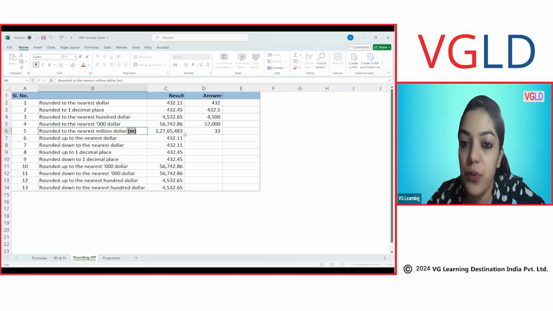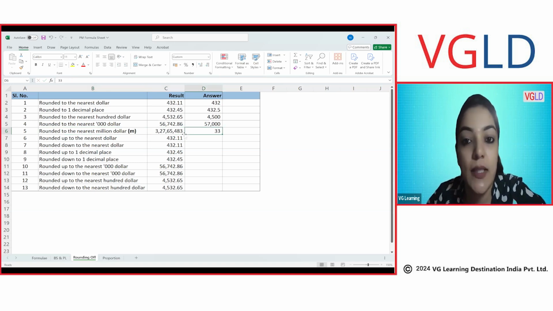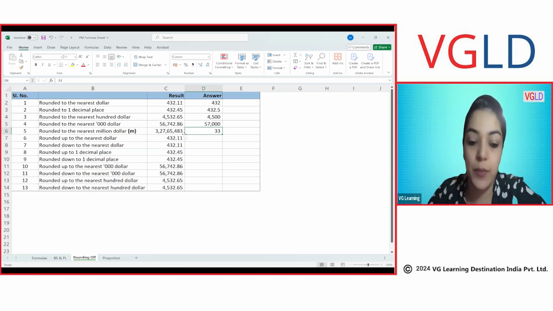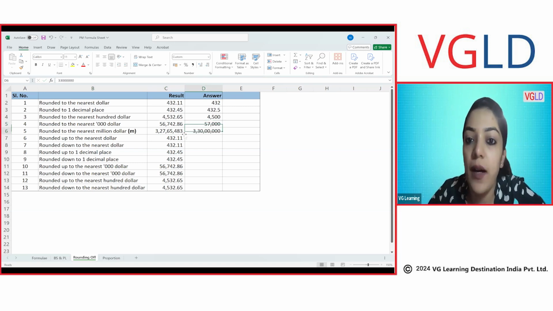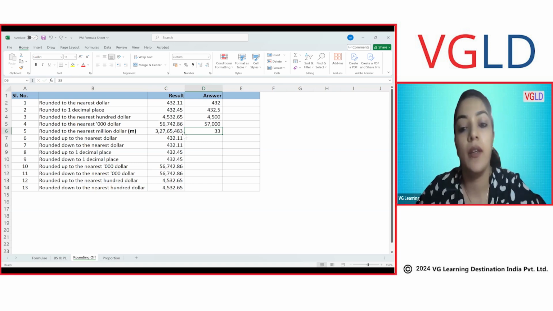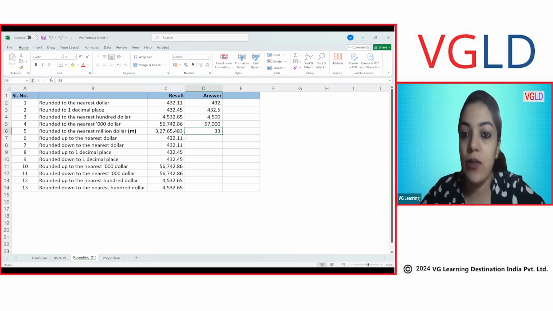Be very, very careful. I put it in bold here. You have to write in millions. So the answer is 33, and not the full number. If you're putting this, it will be marked incorrect. You have to put the answer in millions of dollars. So this is your answer.